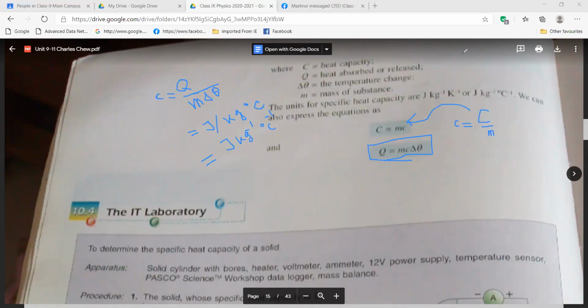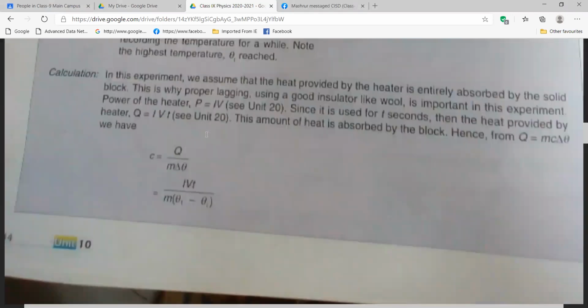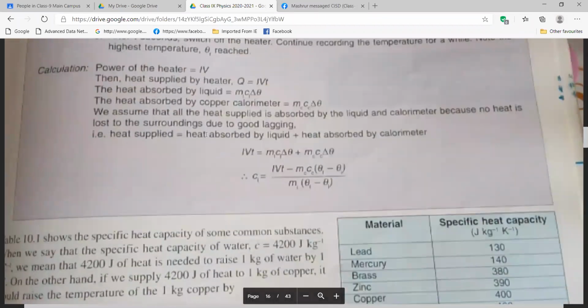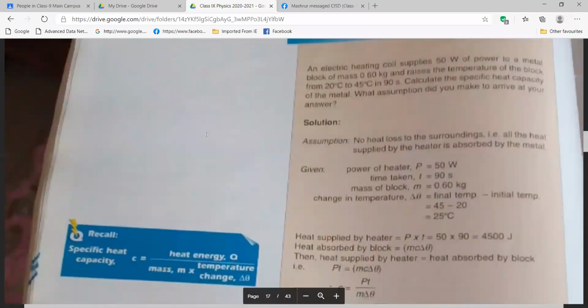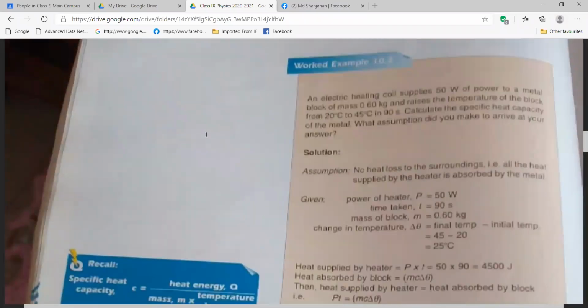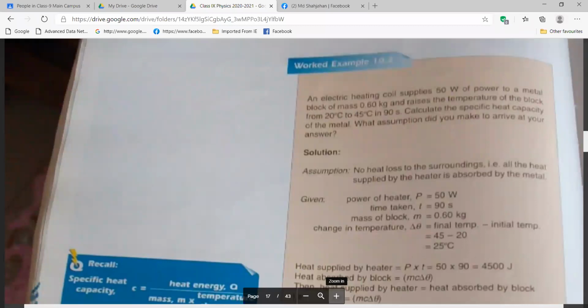Now we are going for our numerical questions, okay? So you skip all these pages. These pages we don't need now. When we do the electricity part, then we need those pages. Only do this one: Worked example 10.2.